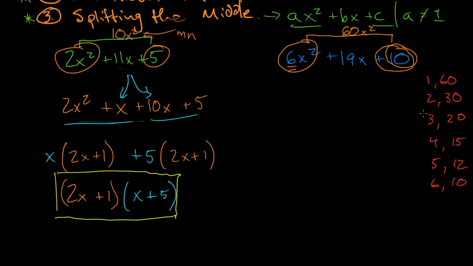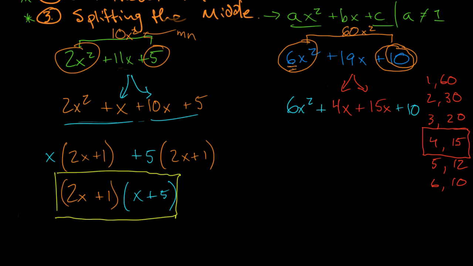And I need the two numbers that multiply to 60 and add to 19. So which two of these add to 19? Well, 4 and 15. So those are how I'm going to split the middle. I'm going to split 19x into 4x plus 15x. And it's plus because these are both positive numbers. If one of them had to be negative, then I would have put a minus by it. All right, and I'm going to copy down the rest of the expression. 6x squared plus 4x plus 15x plus 10.